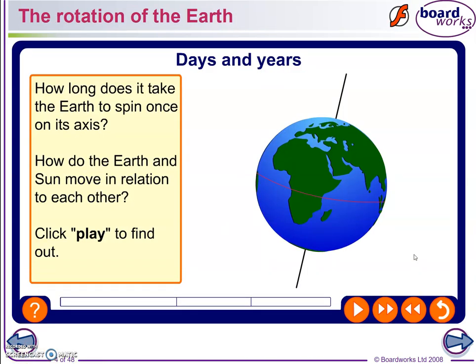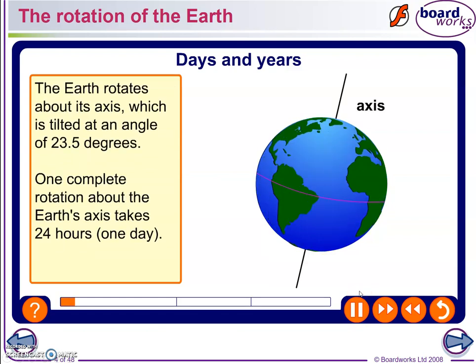Okay, we're going to be looking at days and years now. So on the left hand side we can see there's a question and it says, how long does it take the Earth to spin once on its axis? How do the Earth and Sun move in relation to each other? Click play to find out. Let's click play and see what happens.